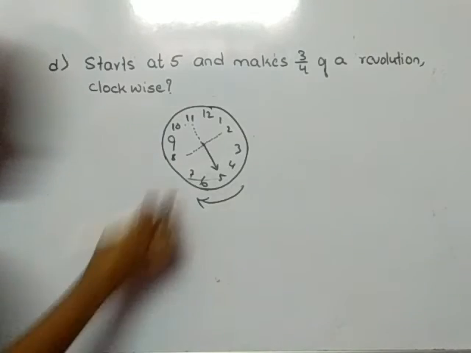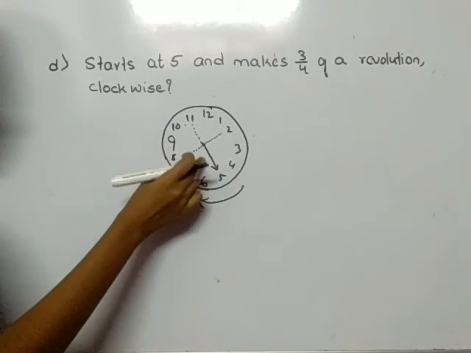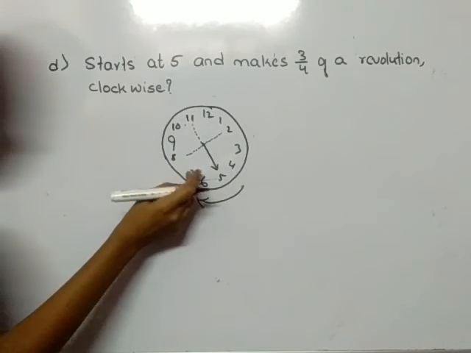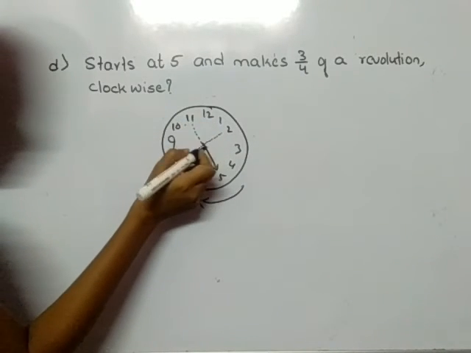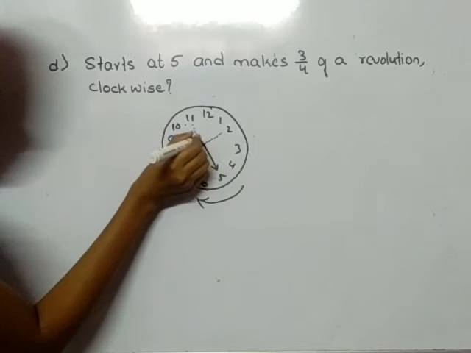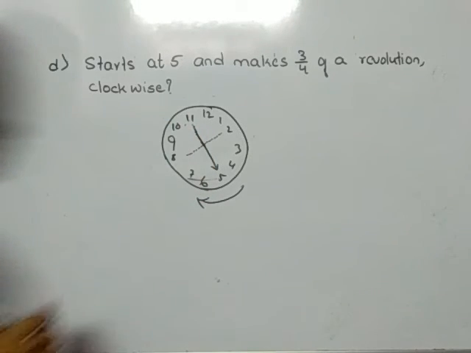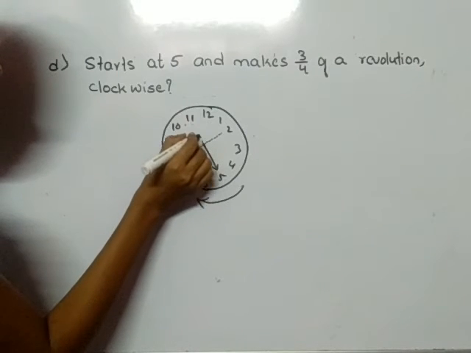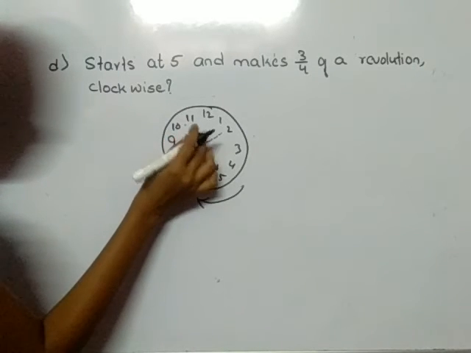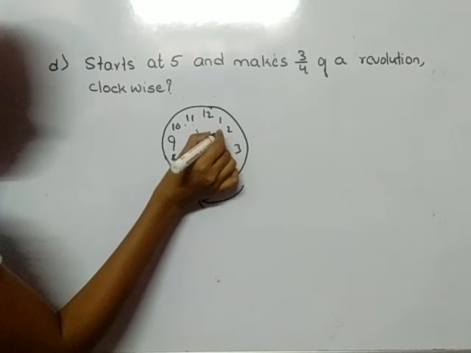Out of 4 parts, 1, 2, 3, 4 parts, it has rotated 3 parts. 3 parts means 1 part, 2 part and 3 part. It is here, right? So it has rotated 3 parts. 3 parts means here. 1, 2, 3 parts means this. Here it will be coming.